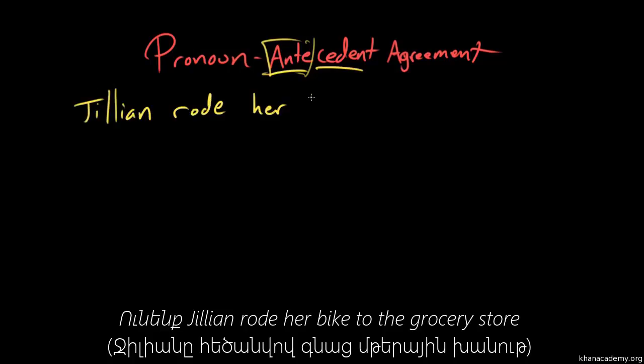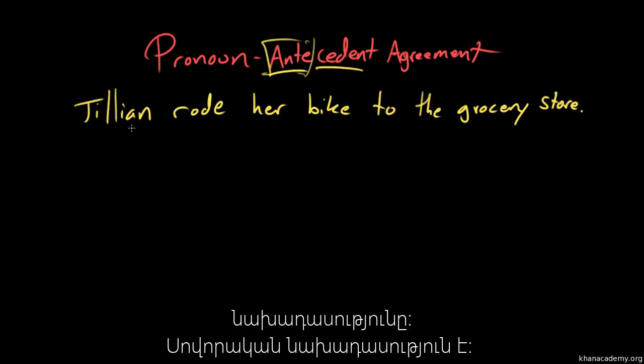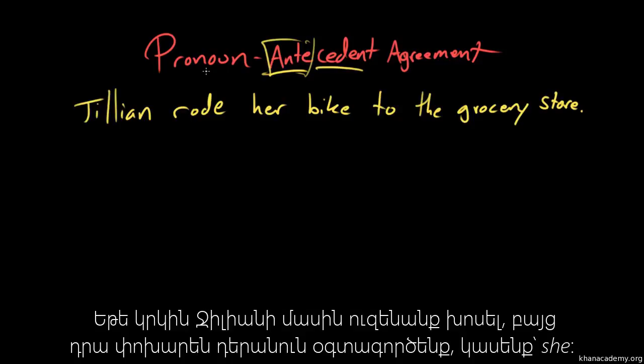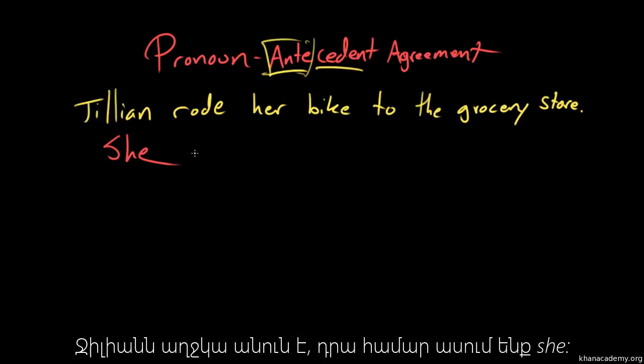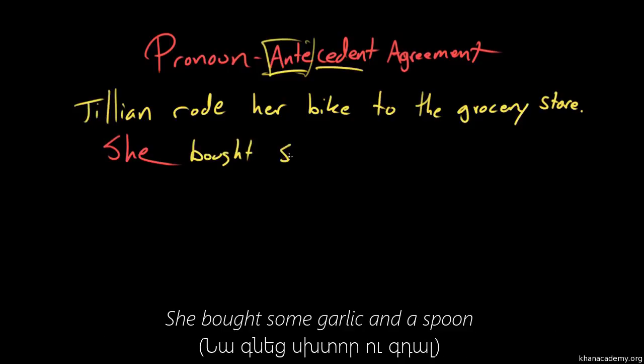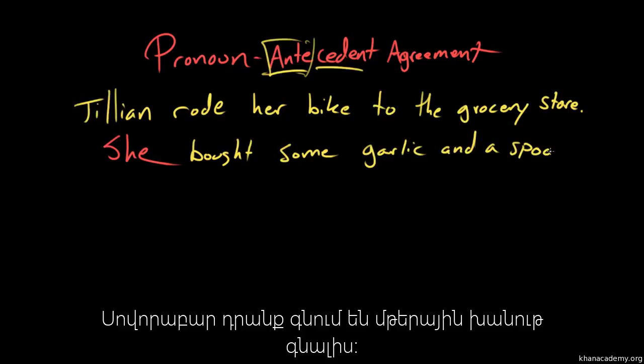So we've got a sentence like, Jillian rode her bike to the grocery store. Fine. Straight up sentence. Pretty ordinary. If we want to refer to Jillian again, but we want to use a pronoun, well, we'd refer to Jillian as she. That's a woman's name. So she bought some garlic and a spoon. Like you normally would when you go to the grocery store.